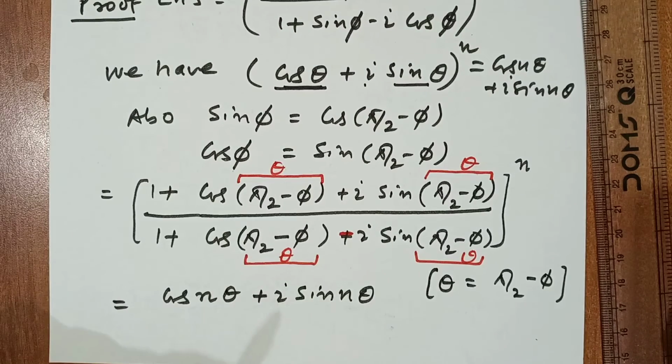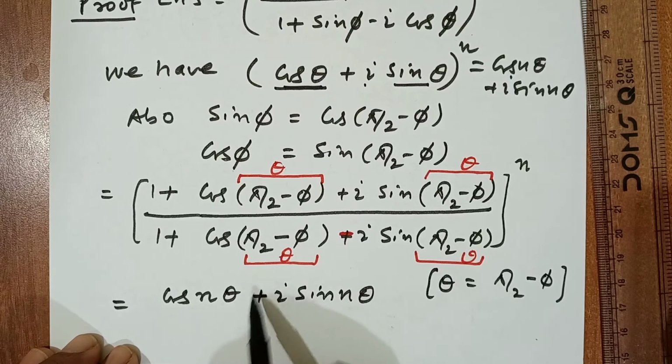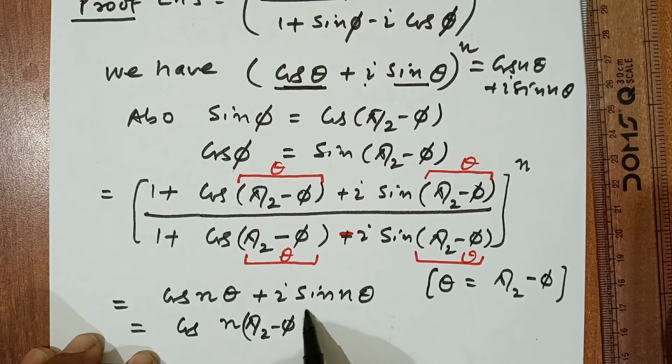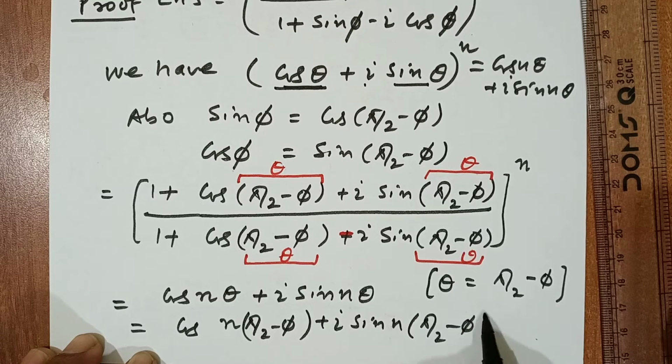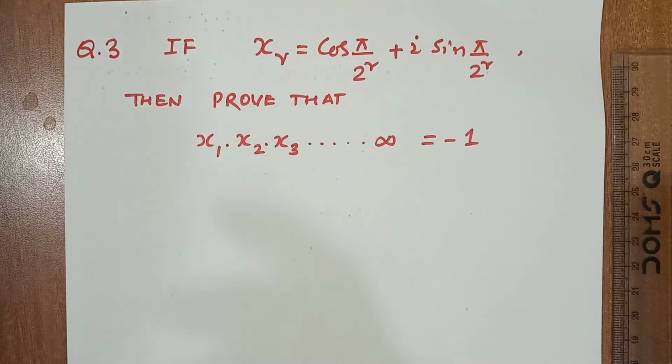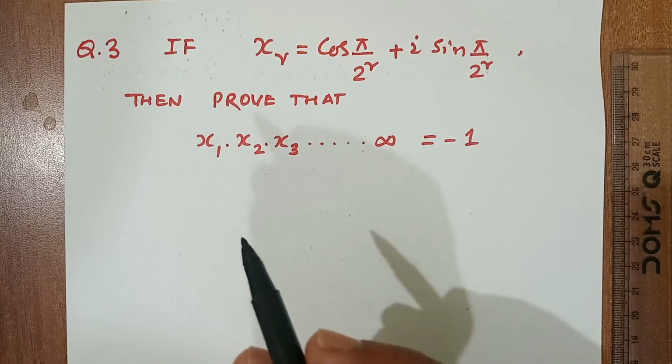So by putting the value of theta, this is equal to cos n(pi by 2 minus phi) plus i sin n(pi by 2 minus phi), and hence proved. Okay, this is the next very important question.